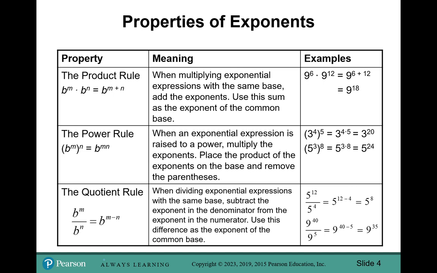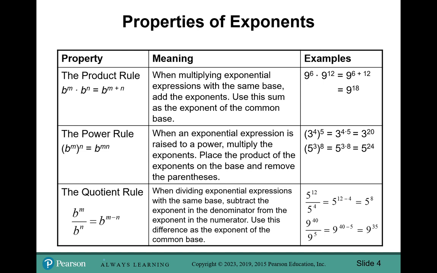It gives you a secondary example here. 5 raised to the 3rd raised to the 8th is the same thing as 5 raised to the 3 times 8. 3 times 8 is 24. So I have my base 5 raised to the 24th power.